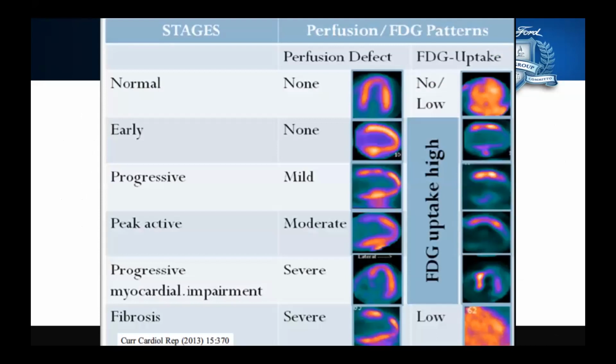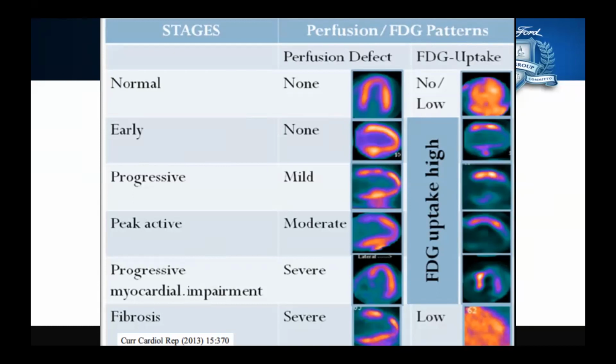And this is a table that demonstrates perfusion and metabolism patterns in various stages of cardiac sarcoid. As you recall, I mentioned the radionuclide protocols for imaging sarcoid: you're using your FDG PET for imaging inflammation combined with SPECT or PET myocardial perfusion imaging. So as you start at the top, normal, you see no perfusion defect and FDG uptake is no or low. That is all radionuclide in the blood pool. There's no focal uptake in the myocardium.